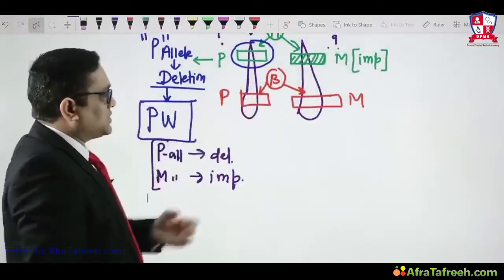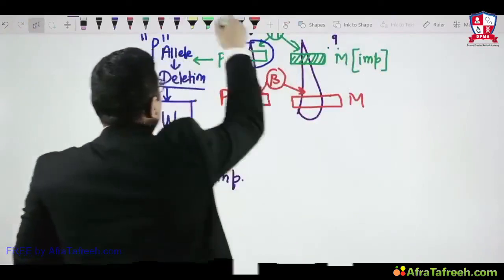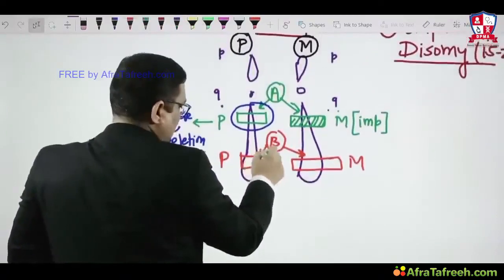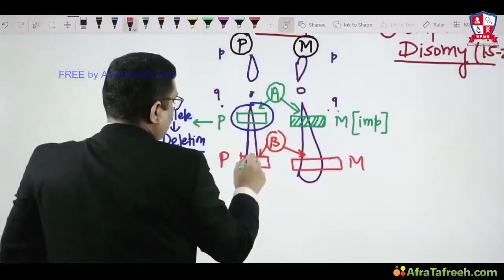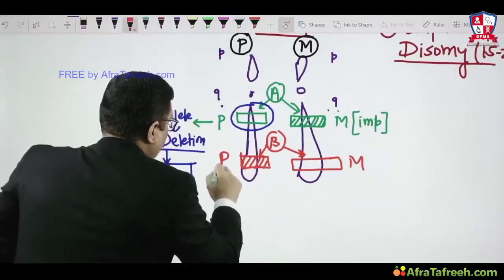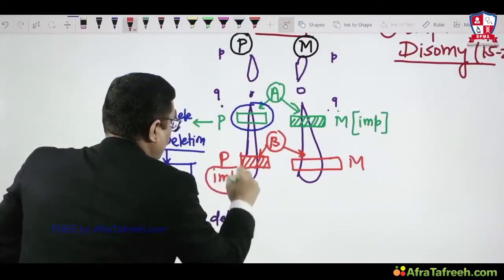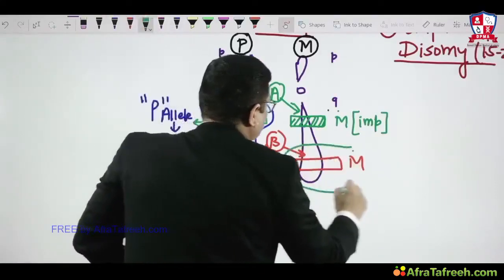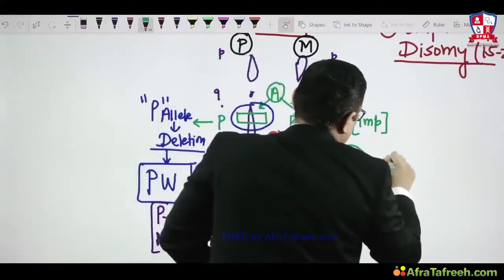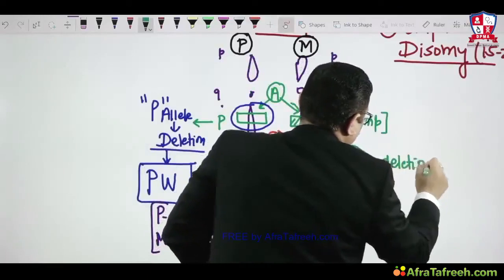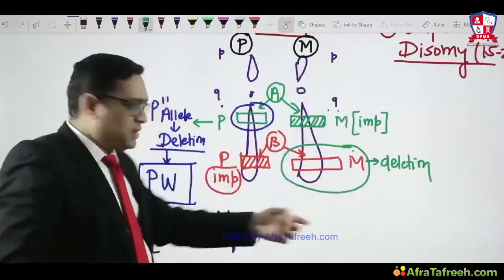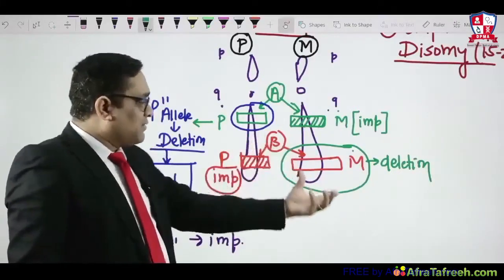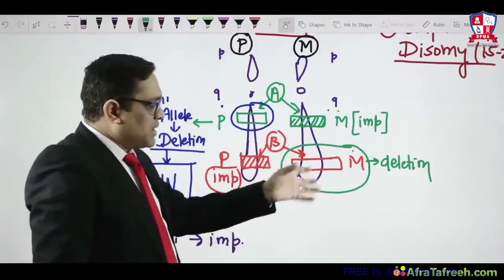Now look at the another case where we are seeing in this scenario, this B gene. Suppose I am showing you this paternal allele. See, this is the paternal allele, and paternal allele is having imprinting. But when we are talking about maternal allele, it is having deletion, right? So when maternal allele is having deletion and paternal is imprinted, obviously there is no functional allele for the gene also.